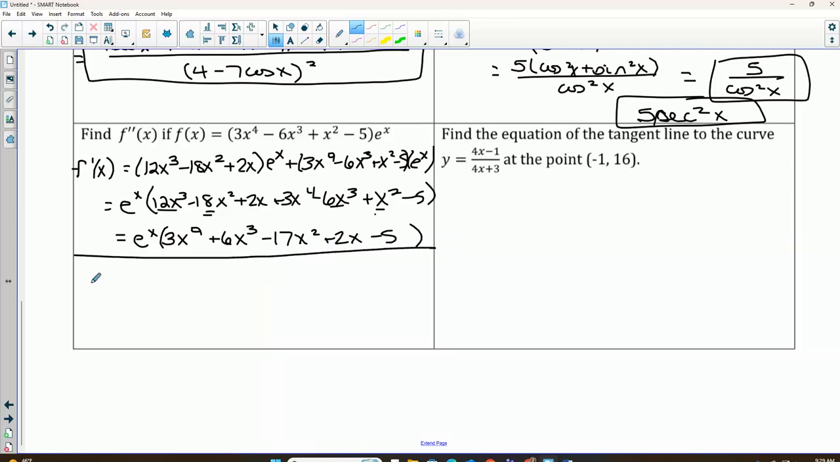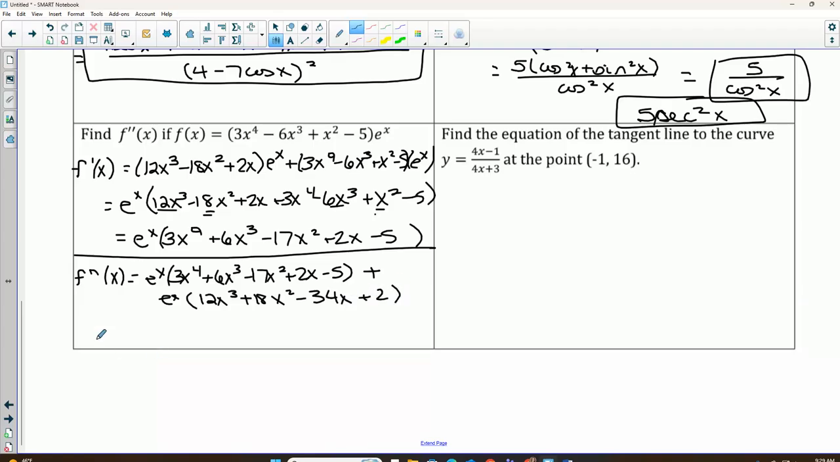So for the second derivative, we do the derivative of that. So derivative of the first, derivative of e to the x is still e to the x, times this other stuff, plus e to the x times the derivative of the inside. So derivative of 3x to the fourth would be 12x cubed. Derivative of 6x cubed is 18x squared, minus 34x plus 2.